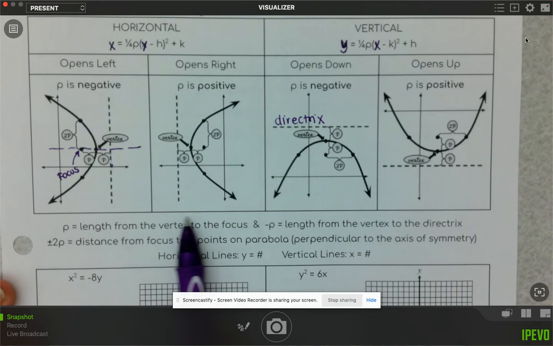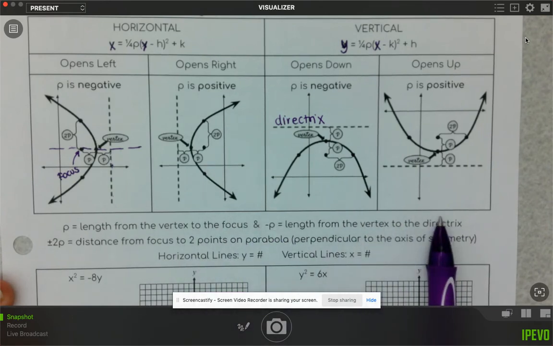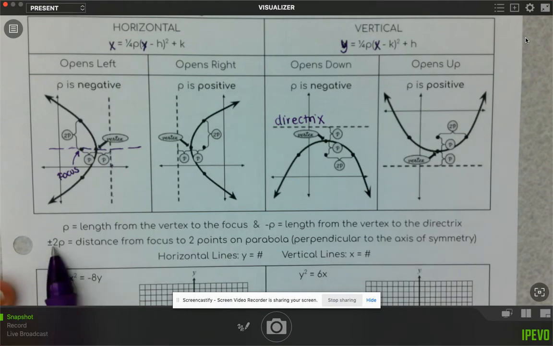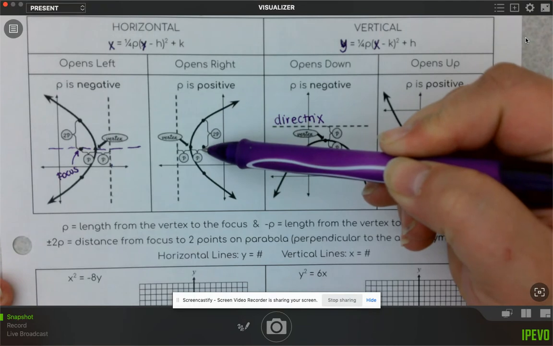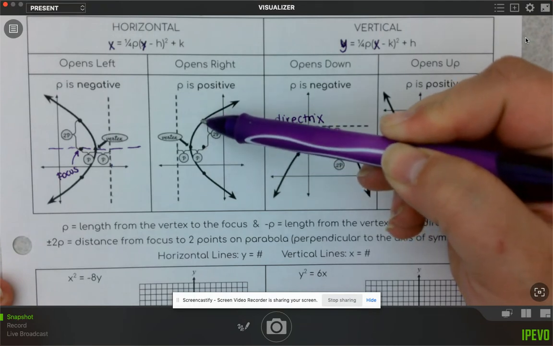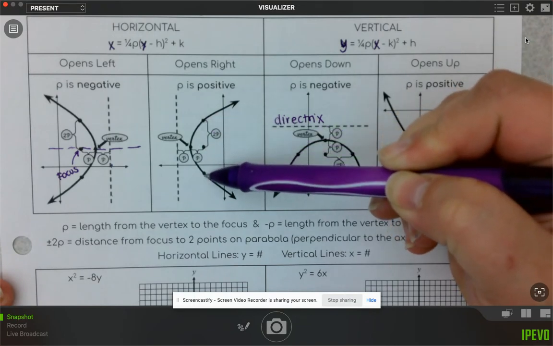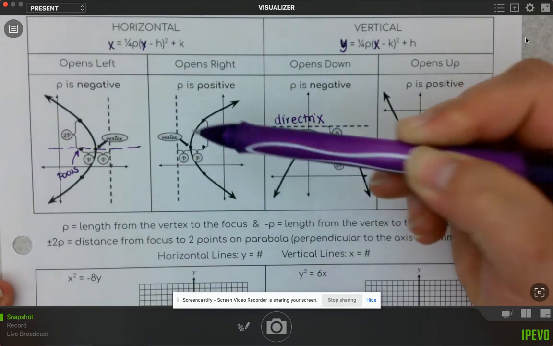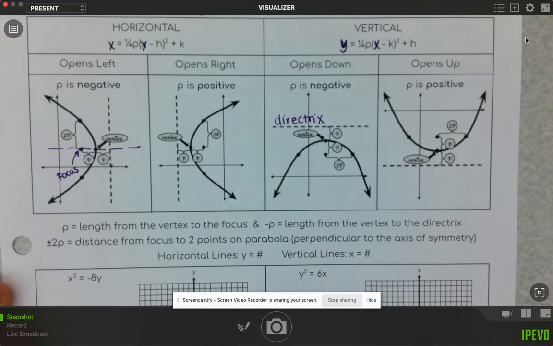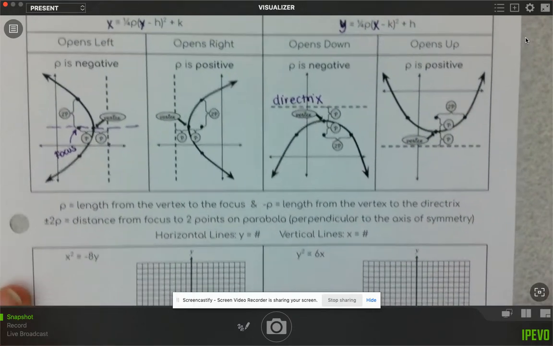P is the length from the vertex to the focus, and negative P is the length from the vertex to the directrix. They're both basically P, but they go in opposite directions. 2P is the distance from the focus to 2 points on the parabola. So if you notice, I put some points here. This is the focus, and if you go up 2P or down 2P, there's 2 points on the line. This just helps us draw the curve because the vertex alone doesn't tell us how wide to make the curve.